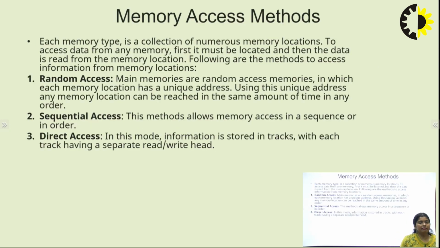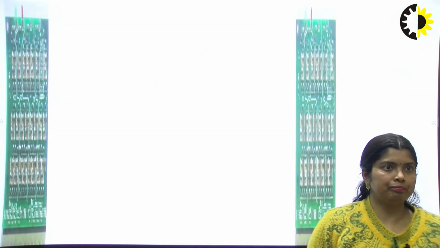The memory access methods are of three types: random access, sequential access, and direct access. Randomly means we can access anywhere, sequentially means we access the data or information one by one, and direct access means we can directly use it, as with a magnetic disk or magnetic tape, to directly access the stored data.